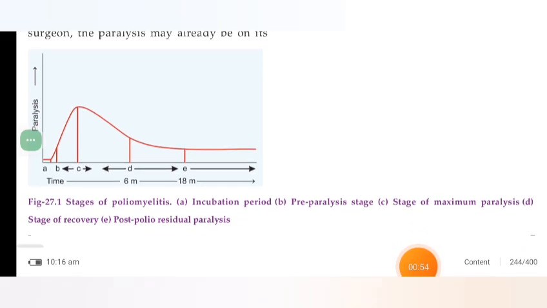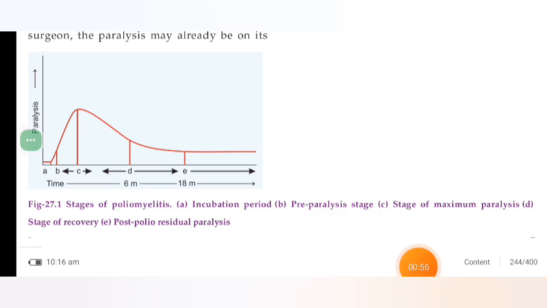Now these are the stages of poliomyelitis. A is the incubation period, B the pre-paralysis stage, C the stage of maximum paralysis, D the stage of recovery, and the last one is E, post-polio residual paralysis.